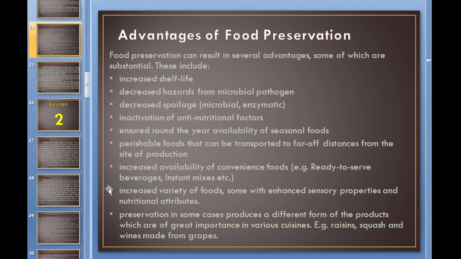Kani siya is a product development, class, kining increased variety of foods. Preservation, in some cases, produces different forms of products which are of great importance in various cuisines. Example, raisins, squash, and wines made from grapes.